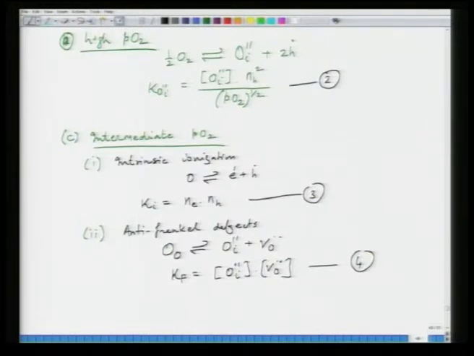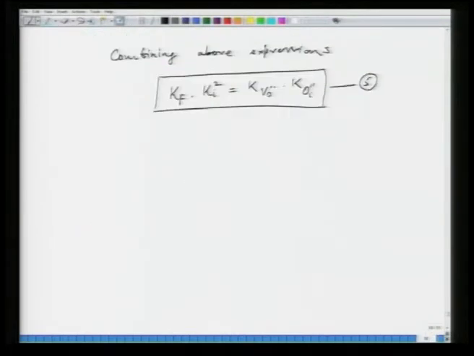As a result, you form oxygen interstitial and oxygen vacancies, and Kf is the product of these two defect concentrations, and again is independent of PO2, which we know. And then if you combine these expressions, you can get an equality which is Kf Ki square is equal to Kvo Koi, just as a point of interest.